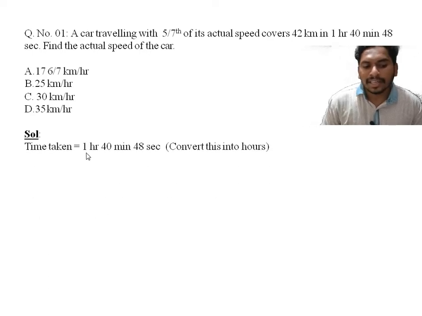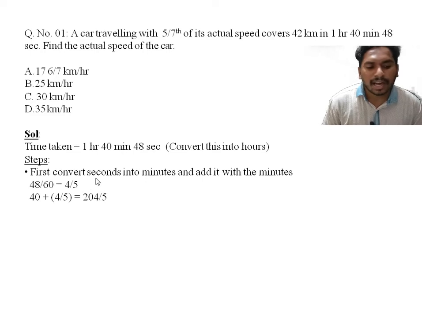So the time taken is 1 hour 40 minutes 48 seconds. Okay, so we have to convert this into hours. Let us see that. The first step is convert seconds into minutes. In order to convert the seconds into minutes, you have to divide the seconds by 60.